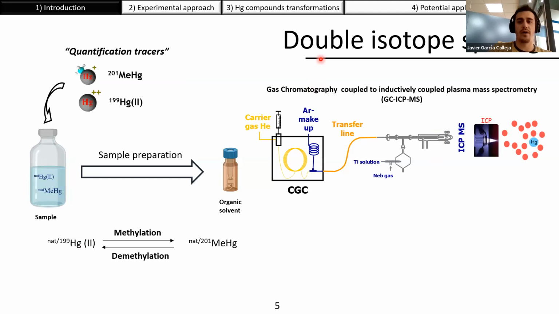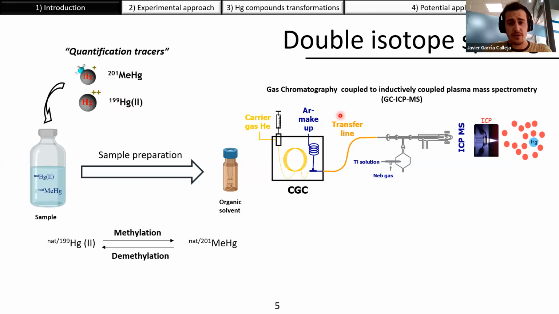Now we are going to move to the double isotope spiking, where we have in our sample natural inorganic mercury and methyl mercury, and we want to quantify them by adding the inorganic mercury enriched in 199 and the methyl mercury enriched in 201.